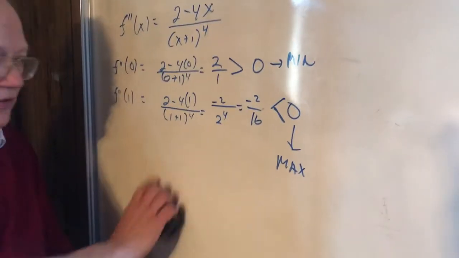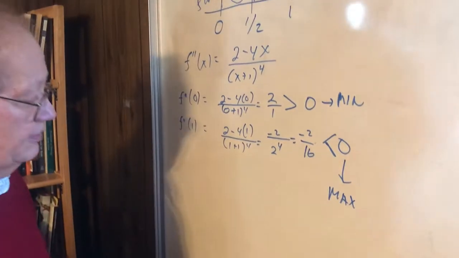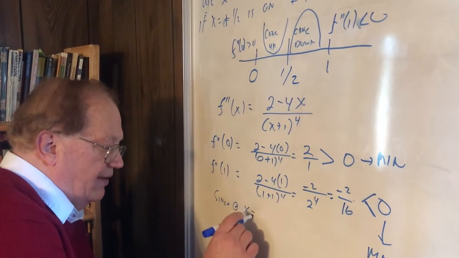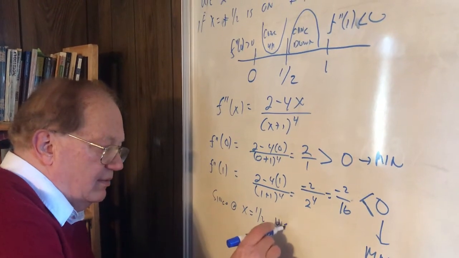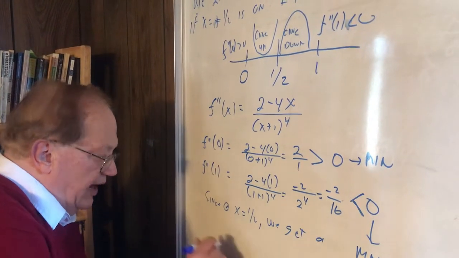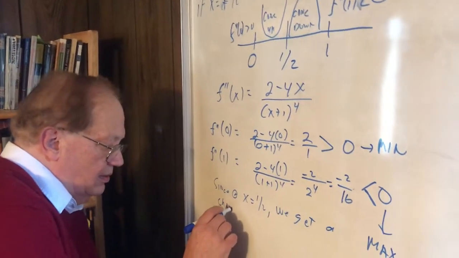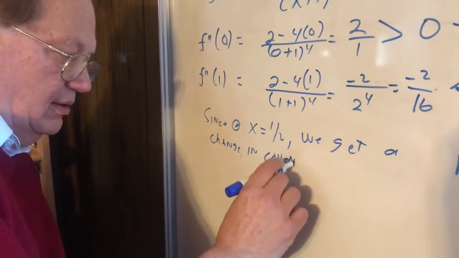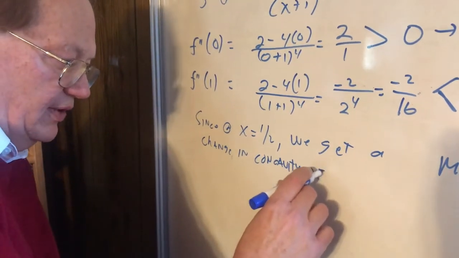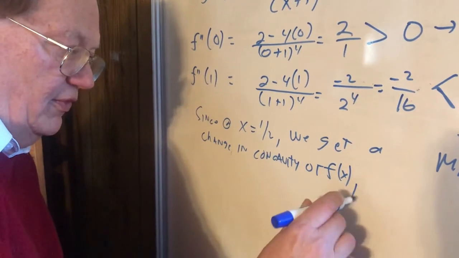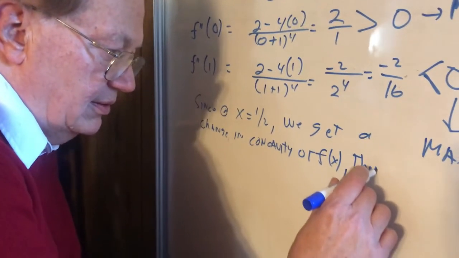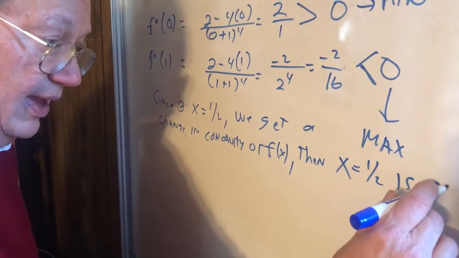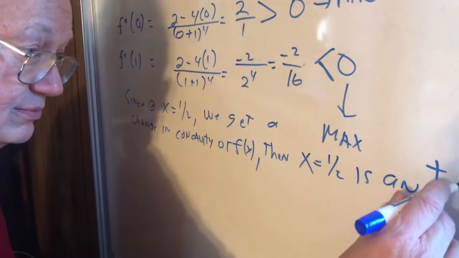Let me erase these since I have them on there already. And say, since at x equal 1/2 we get a change in concavity of the function, then x equals 1/2 is an inflection point.